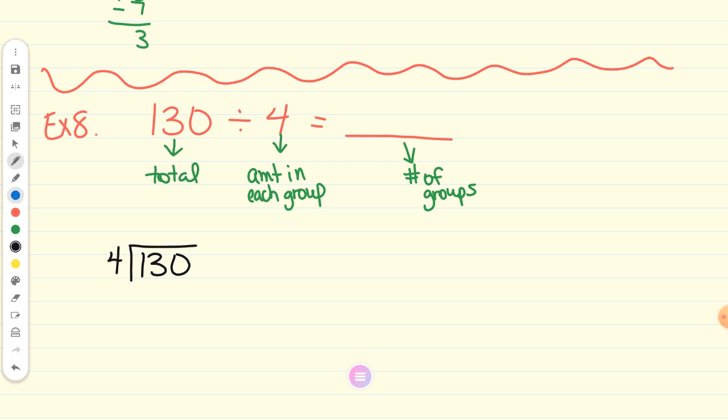Who can walk me through this? Caden, help me out. What do I do first? So 4 can't go into 1. Okay, 4 can't go into 1. So you have to put a line under 1 and 3. Okay, so yep, I'm gonna take it into 13. How many times does 4 go into 13, Caden? 3 times. Good job. What is 3 times 4? 12. Okay, Max, take over for me.